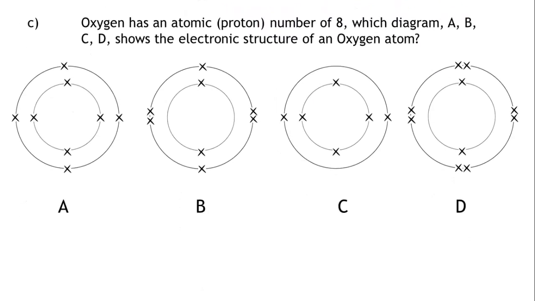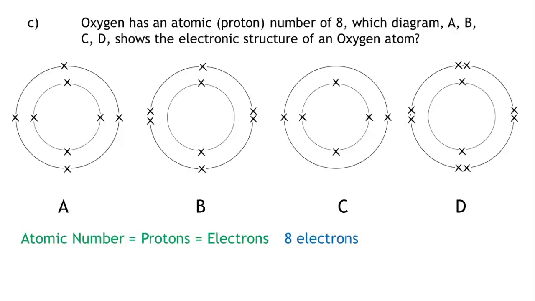Part C. Oxygen has an atomic number or proton number of 8. Which diagram, A, B, C or D, shows the electronic structure of an oxygen atom? Let's write down what we know. The atomic number tells us how many protons are in an atom. The number of protons is equal to the number of electrons. This means we should see 8 electrons in the correct diagram.